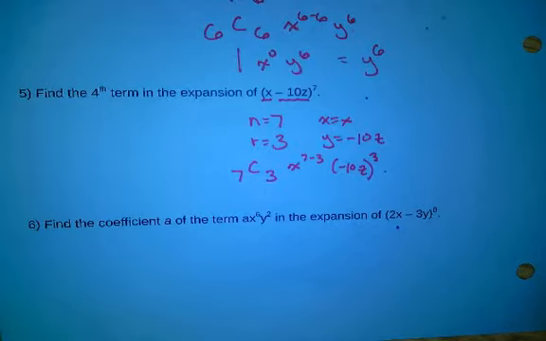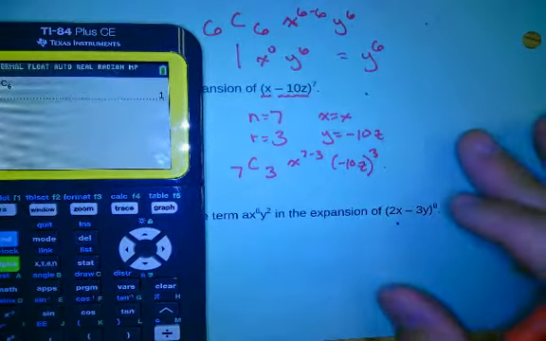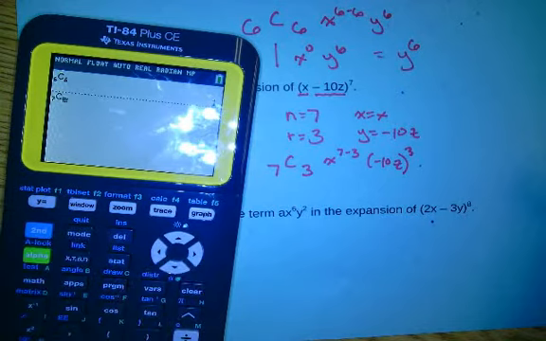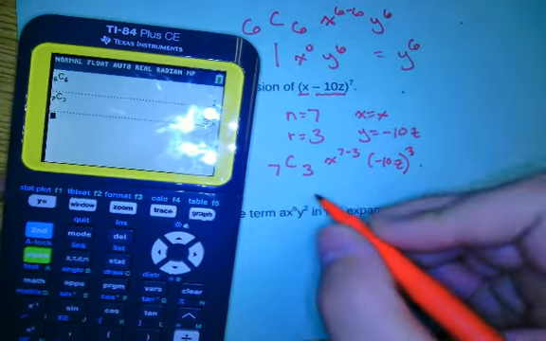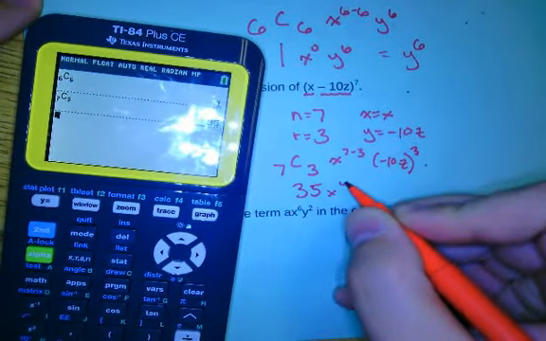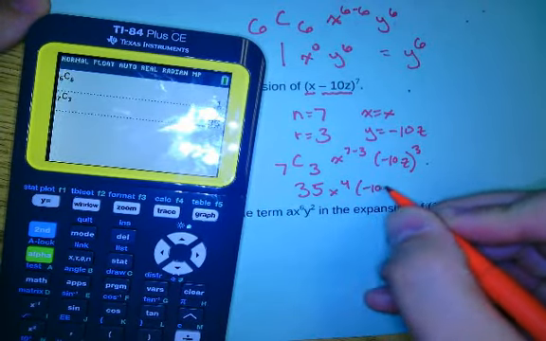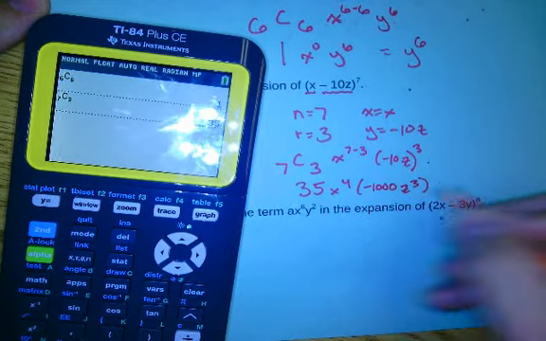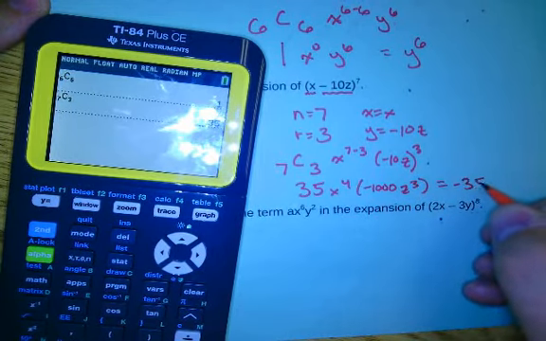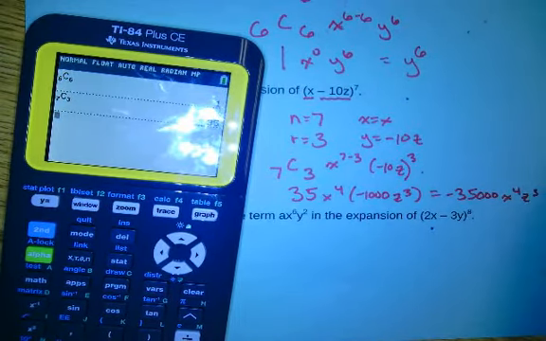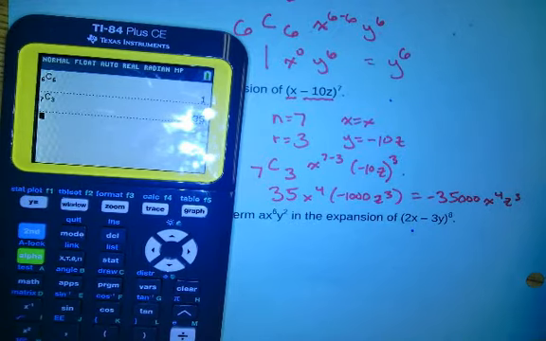Alright, so go to your handy dandy calculator. Seven choose 3. It's going to be a 35 guy. X to the 4. Negative 10 to the third is negative 1,000. Z to the third. Clean it up. Negative 35,000 x to the 4 z to the third. Excuse you. How'd you get negative 1,000? Because negative 10 to the third is negative 1,000. Remember, this 3 has to get distributed here and here.